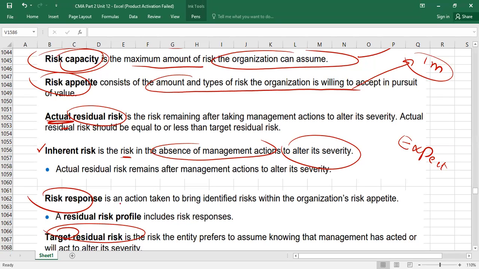Then risk response. I already told you, these are the collective methods which we apply to mitigate or reduce the risk. So risk responses may include, as I told you, risk avoidance, risk mitigation, risk retention, risk sharing, and risk exploitation.